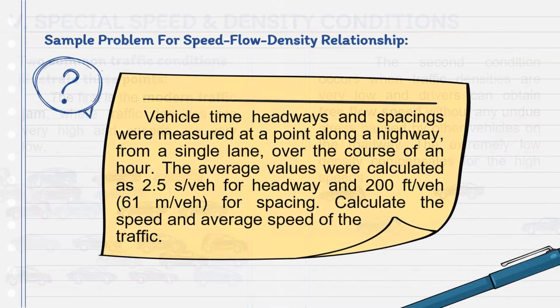Sample problem for speed-flow-density relationship. Vehicle time headways and spacings were measured at a point along a highway from a single lane over the course of an hour. The average values were calculated as 2.5 seconds per vehicle for headway and 200 feet per vehicle, or 61 meters per vehicle, for spacing. Calculate the speed and average speed of the traffic.